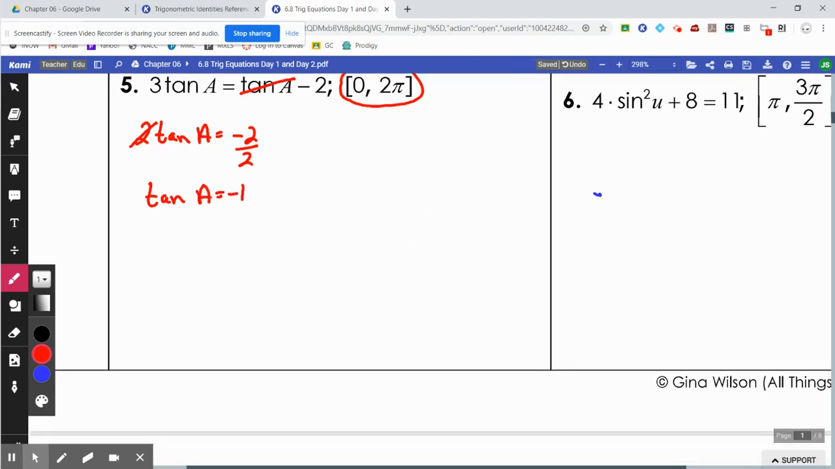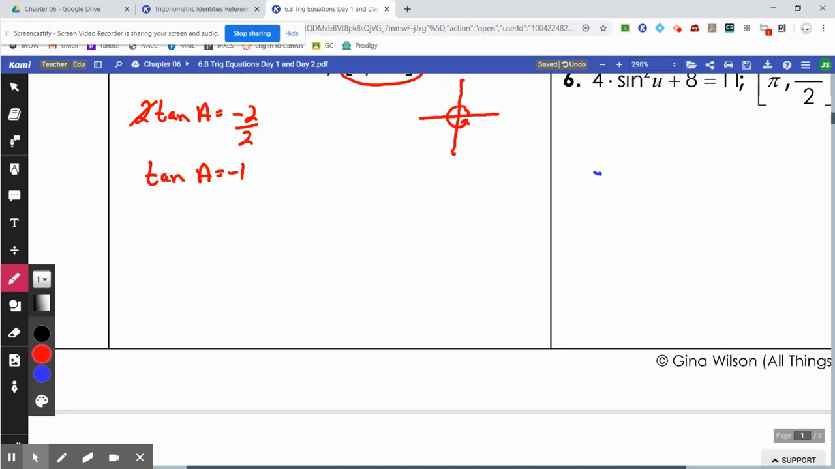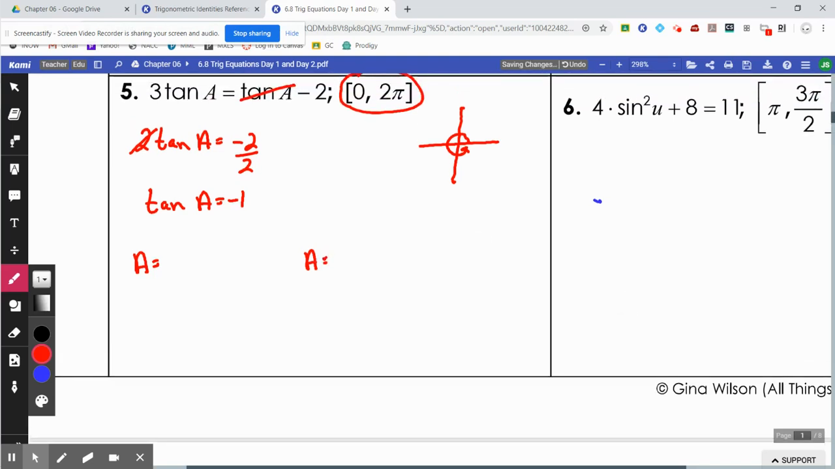So let's find all the answers between 0 and 2 pi. That's one complete rotation, not one complete period, because the period of tangent would just be 0 to pi. So they're wanting a complete rotation on this one. So what are the answers to tangent of A is equal to negative 1 between 0 and 2 pi? There are going to be two answers. All students take calculus. Tangent is going to be negative in the second quadrant, and tangent is negative in the fourth quadrant. Again, first step, I like to find my reference angle.